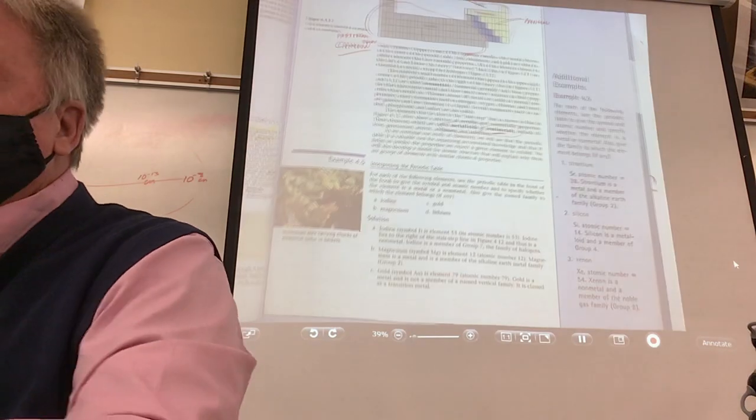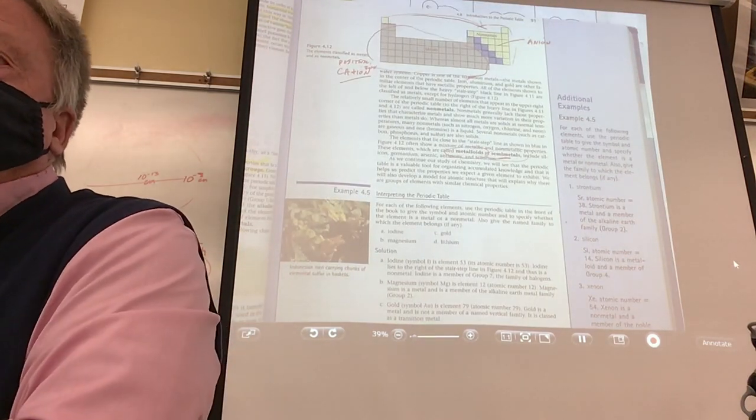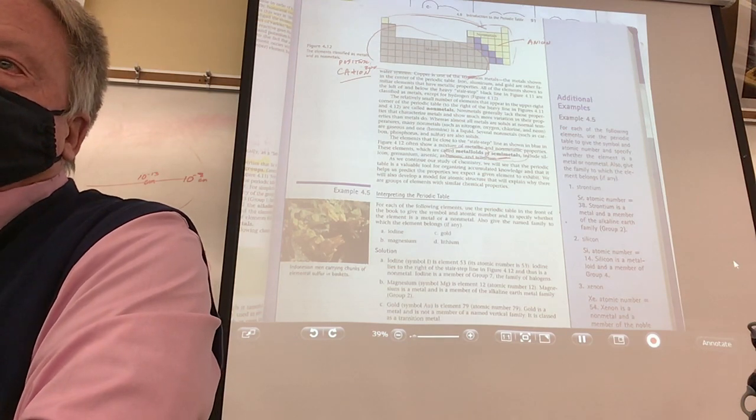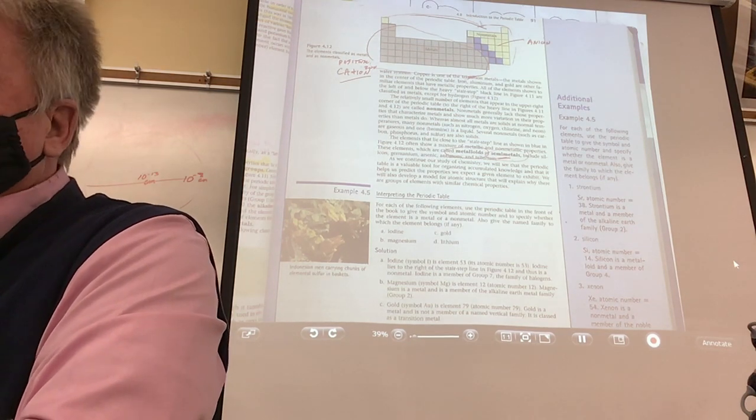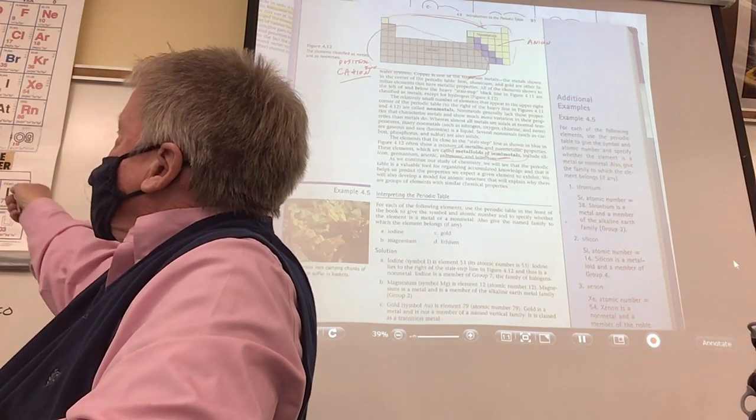All right, look right here. See that picture right there? That picture is going to be really important for the rest of the year. Most of the elements, not counting hydrogen, okay? But see this little stair step here?